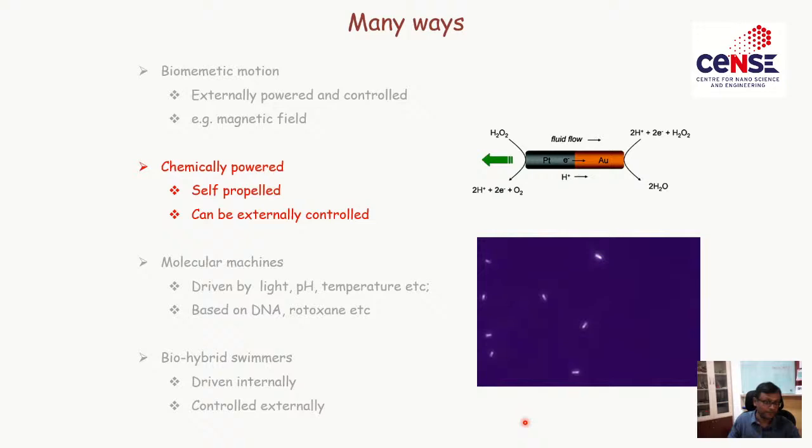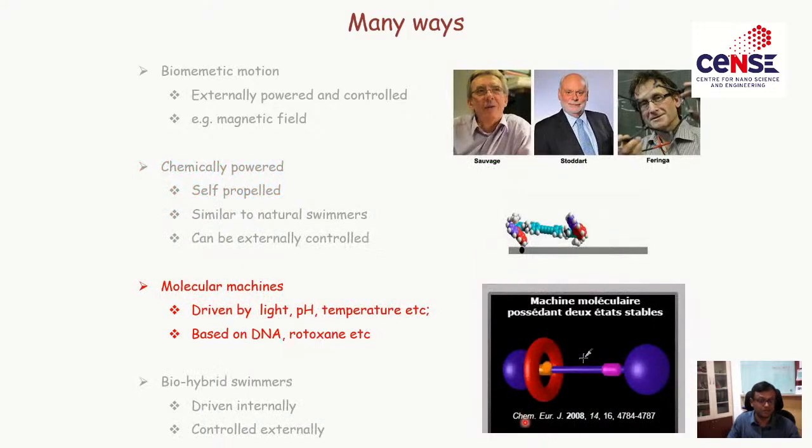The next one, and this is very important, is related to the 2017 Nobel Prize. The three gentlemen that you are seeing on the screen were chemistry Nobel laureates, 2016 or 17. What they did was develop these molecular machines. They have, in a way, created a means of artificially actuating molecules using light, pH, temperature, and so on.